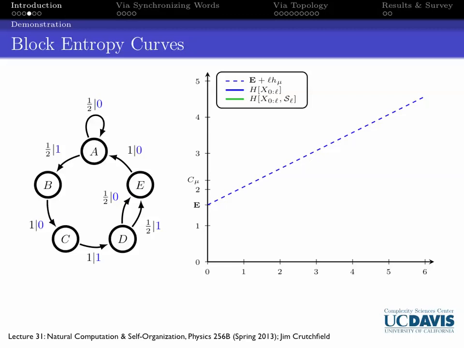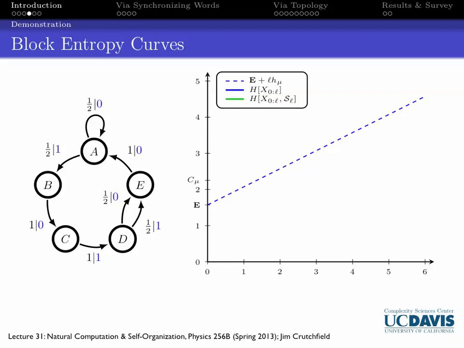So like with the even process, if you see a bunch of ones, you're in a mix of A and B. But if you ever see a 0, you know exactly what state you're in. So if this block has a 0 in it, this will contribute nothing to the entropy. But if this block doesn't have zeros in it, this will contribute to the entropy.